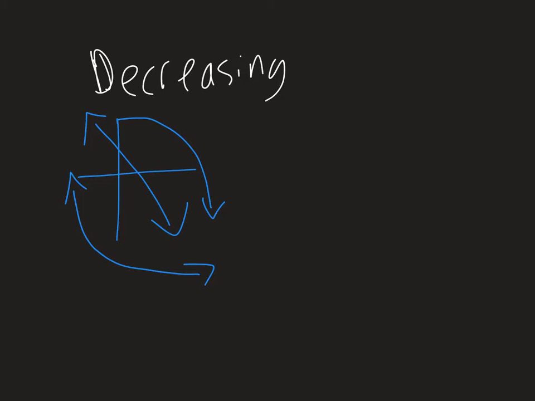So the core principle here is that as x increases, y decreases. So as I go right, my y values go down. That's the main idea there. And again, a function could have elements of increasing and elements of decreasing. Could be a little bit of both.